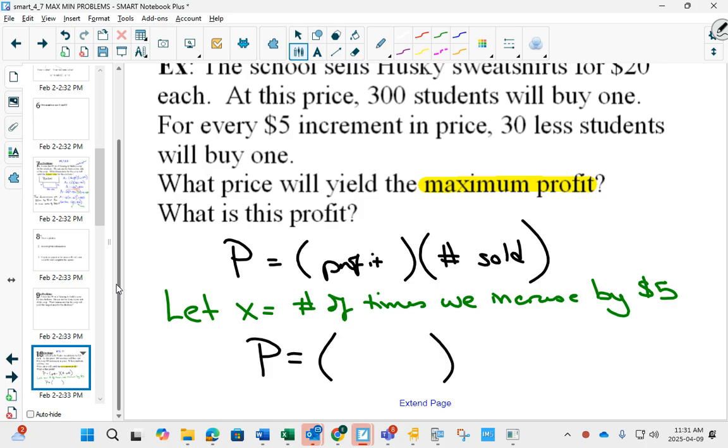So then what do they make on one shirt? Well, they started at $20, but every time they add an increase in price, the profit will go up by $5. Does that make sense? How many are sold? Well, when x is 0, they would sell 300. But each time they increase the price by $5, how many people? 30 less. Does it make sense that if I go minus 30x, each time you increase the price, 30 less students buy it?